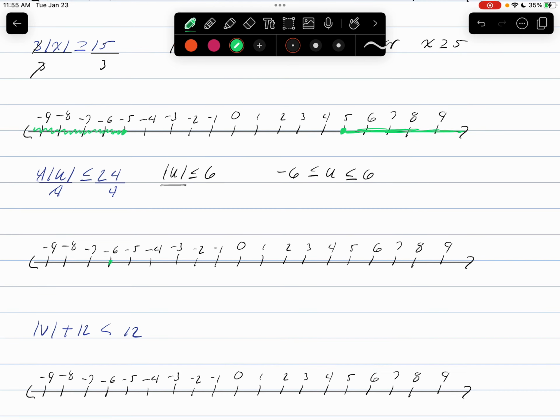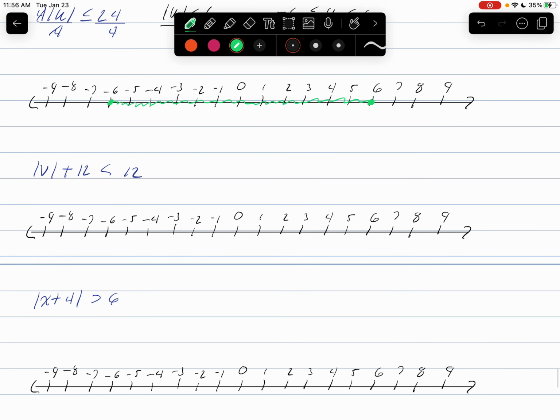So we could start at -6, and then we're going to go starting from -6 to +6. And again, we're going to fill in these dots because we have less than or equal to here. Okay, and that's what that interval is going to look like. But again, this is all values of x whose distance is less than or equal to 6 from 0.